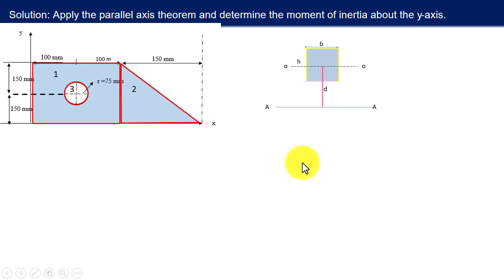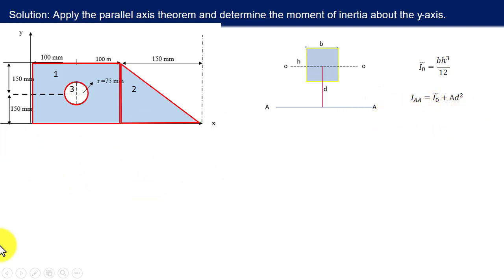Parallel axis theorem: if I know the moment of inertia of this cross section about OO, I can determine the moment of inertia about any axis which is parallel to OO. What is the moment of inertia of this rectangular cross section? It equals BH cubed over 12. So the moment of inertia about the parallel line AA, IAA, equals I tilde O plus A d square. Here we have the parallel axis theorem.